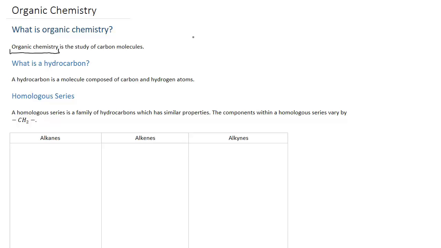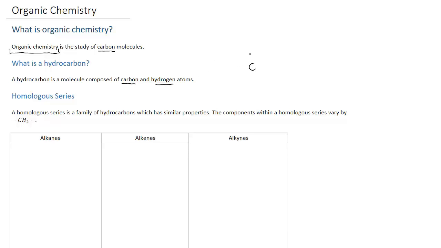So you then have inorganic chemistry. Now, inorganic chemistry looks at ionic compounds, metallic compounds, so compounds that aren't necessarily involving covalent bonding. Okay, so organic is looking at predominantly carbon molecules. So the next definition that we have is the concept of a hydrocarbon. Now, a hydrocarbon is an organic molecule composed of carbon and hydrogen atoms.